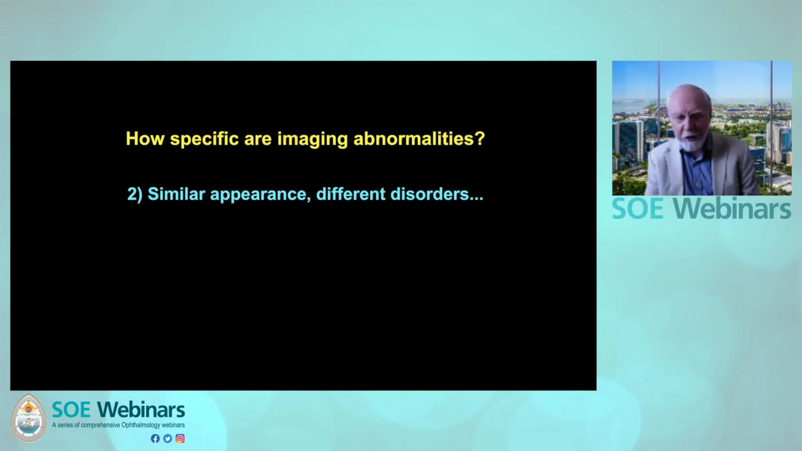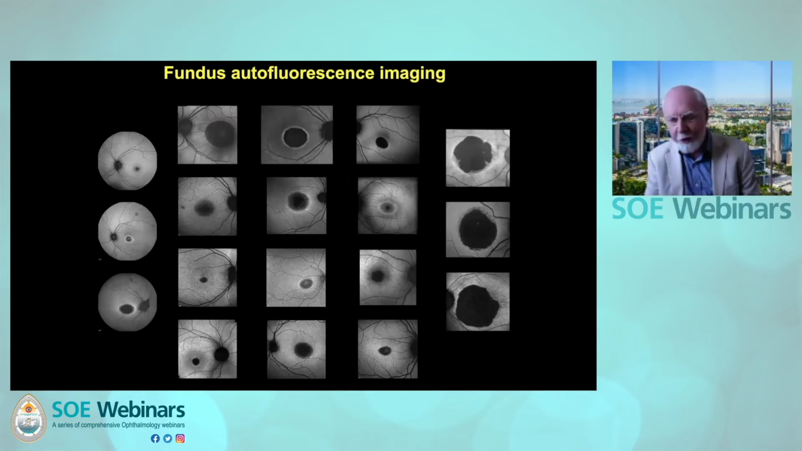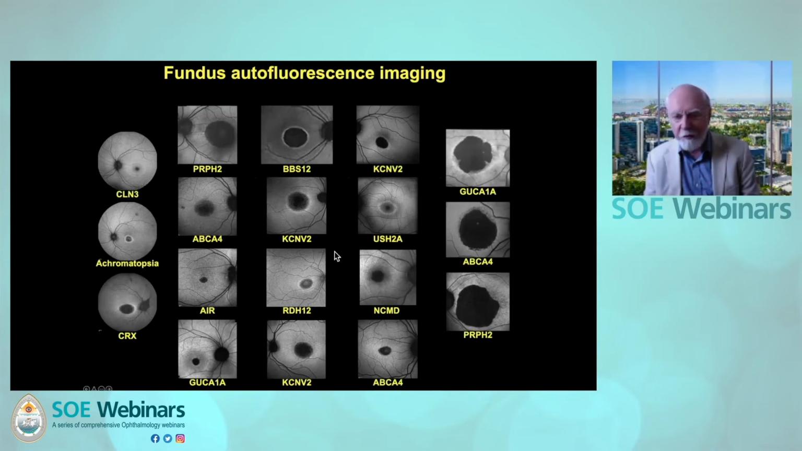But you can also get similar appearance from different disorders. So all of these patients have been selected on their central foveal hypoautofluorescence, some large, some small, some with a bullseye type appearance, some with a ring of hyperautofluorescence, some with a ring surrounding, and they all have different disorders. There are some duplications with PRPH2, KCNV2, etc. AIR is autoimmune retinopathy. And these all have similar appearances and yet quite different disorders.